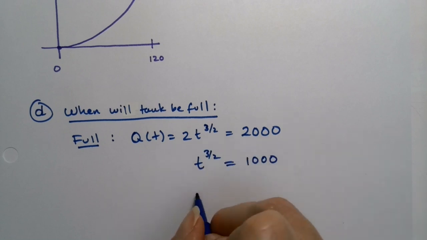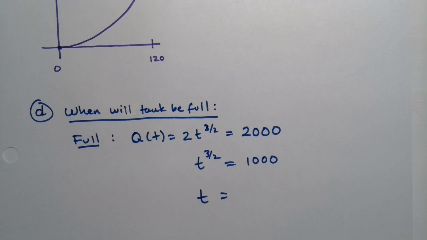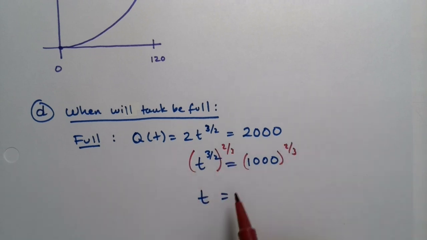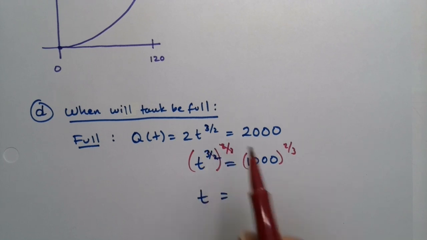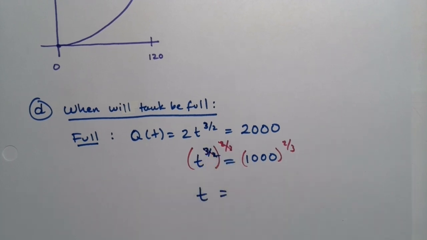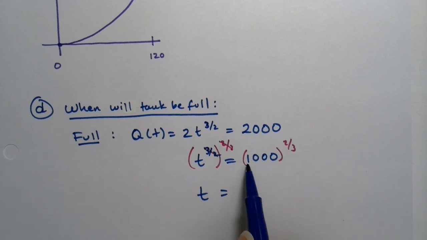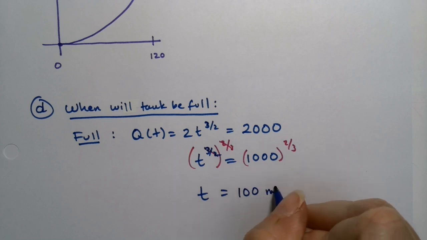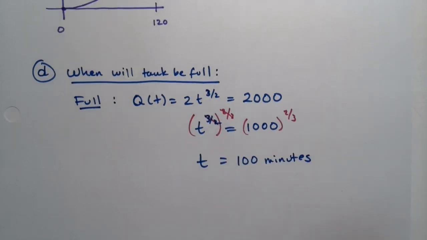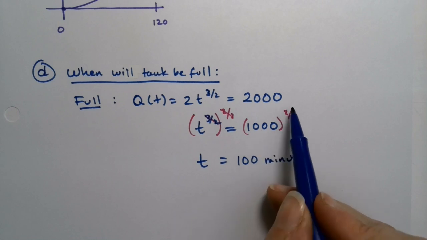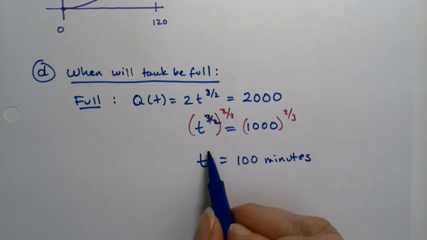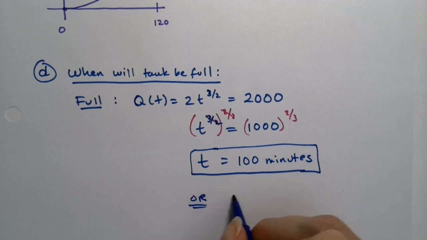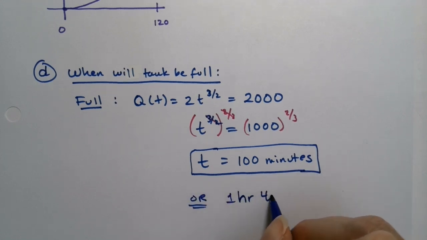So t is equal to, if you want to get rid of the 3/2, you raise both sides to the 2/3 power. This will disappear, because those multiply into 1. So t to the 1 is equal to whatever 1,000 to the 2/3 is, which is 100. If you don't believe me, you can go check it in Desmos. But the cube root of 1,000 is 10. 10 to the 2 is 100. So it's 100 minutes. That's when it will happen. Or if you want to think of it this way, it's 1 hour, 40 minutes.